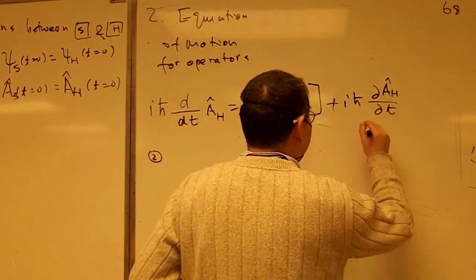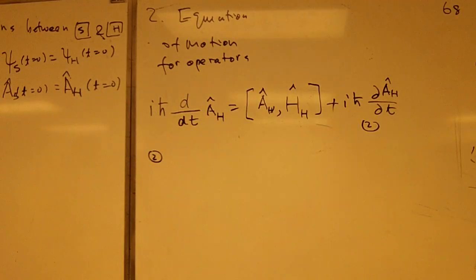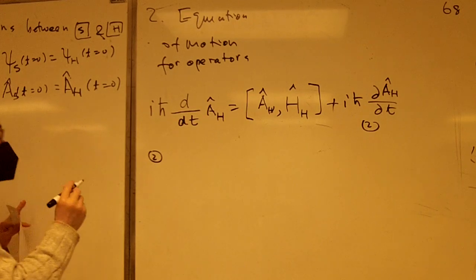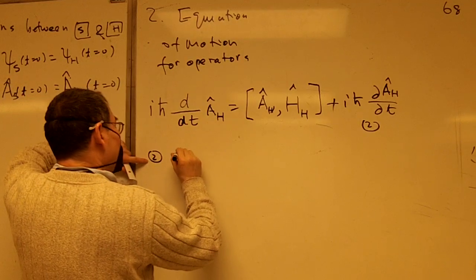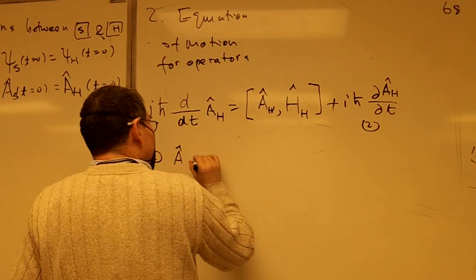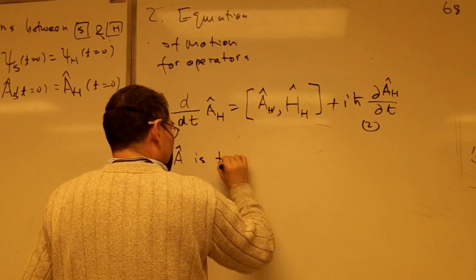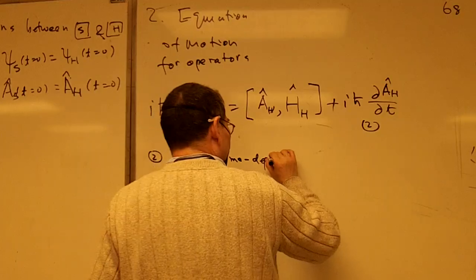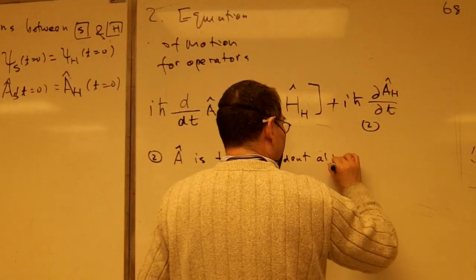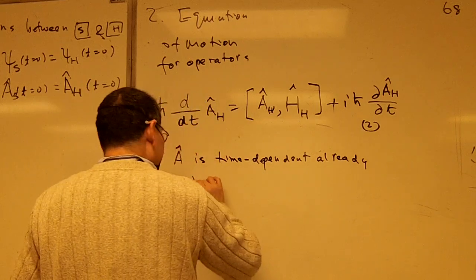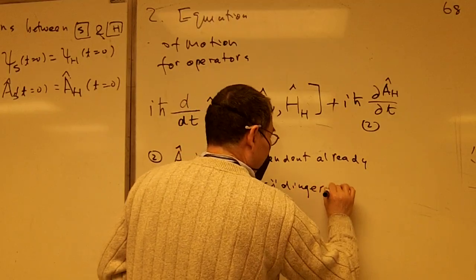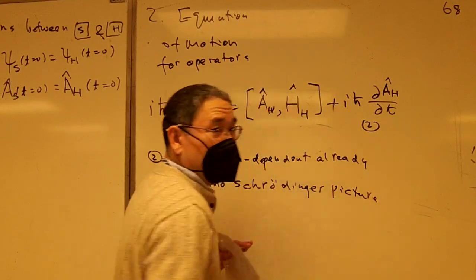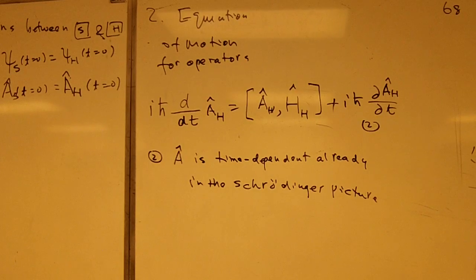And I want to show you. Usually the number 2 term is not available. Usually it's 0, but sometimes it is there. So this says the operator A is time dependent. Watch carefully. Already in the Schrodinger picture. Here is something a little bit messy. It's not completely clear.